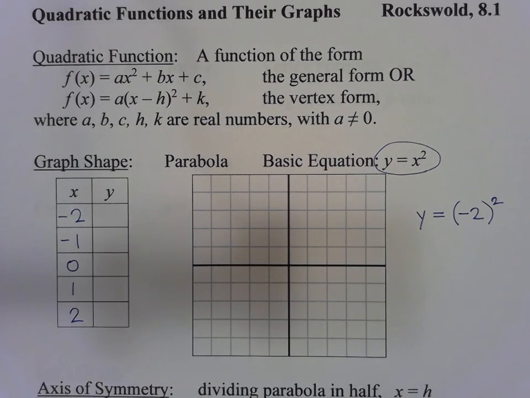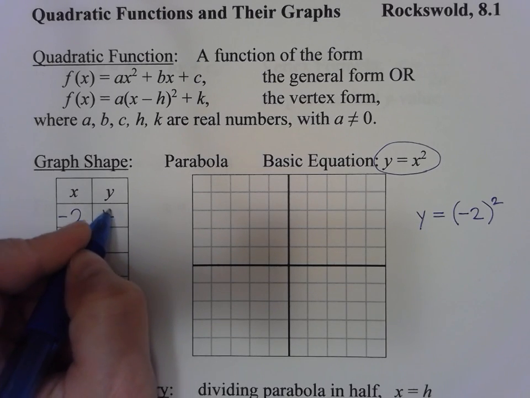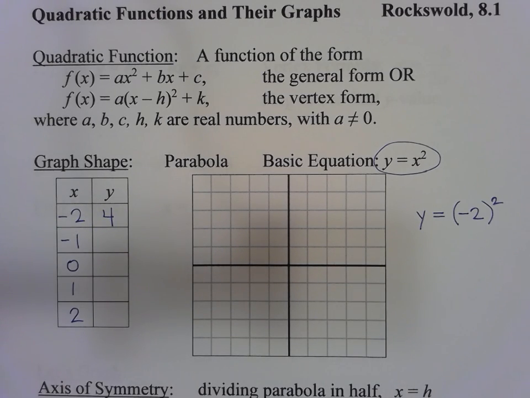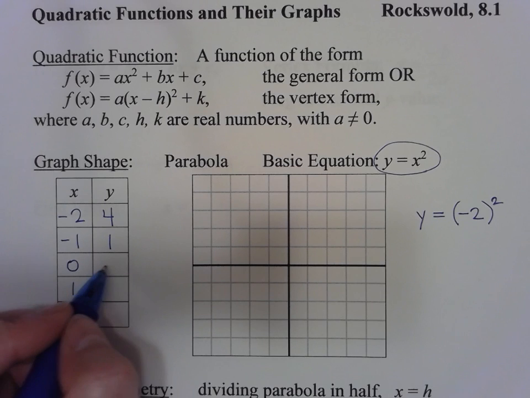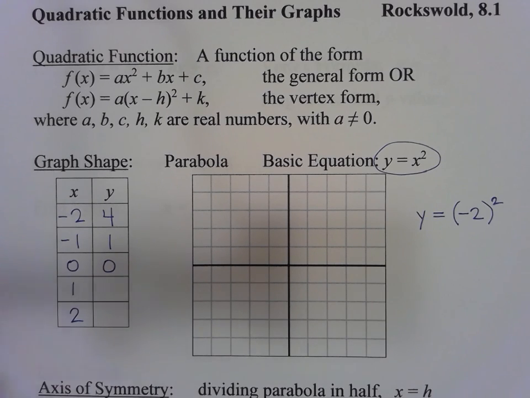So that negative 2 squared, negative 2 times negative 2, is going to give me a positive 4. That's really important to get the right shape. Same for all of these, right? Negative 1 squared is going to give me 1. 0 squared is going to give me 0. 1 times 1 is 1. 2 times 2 is 4.